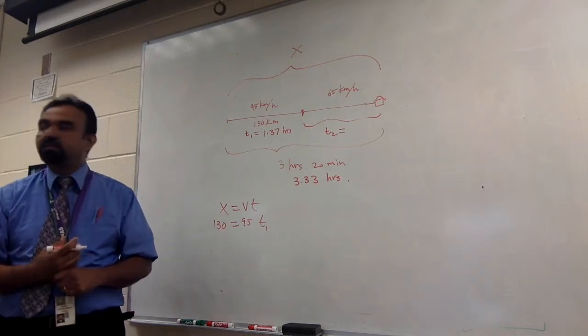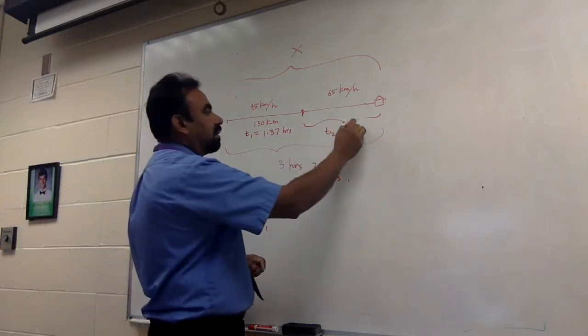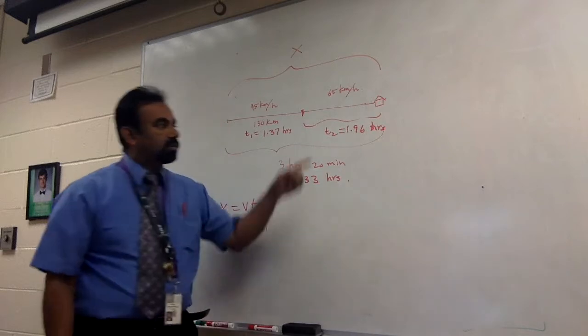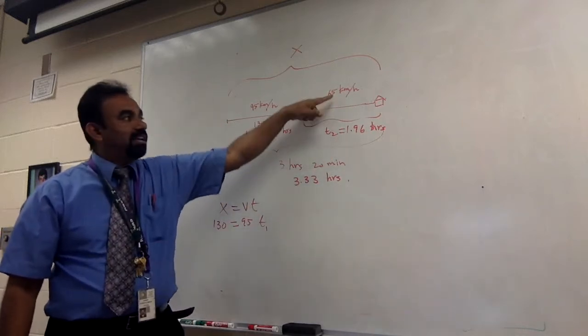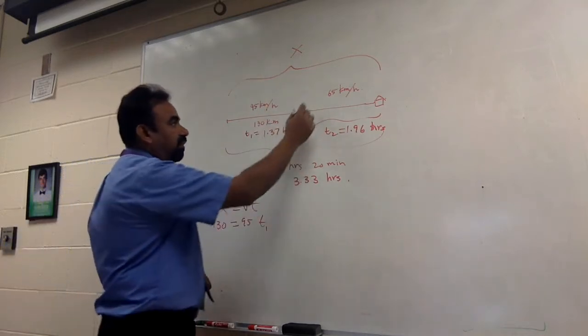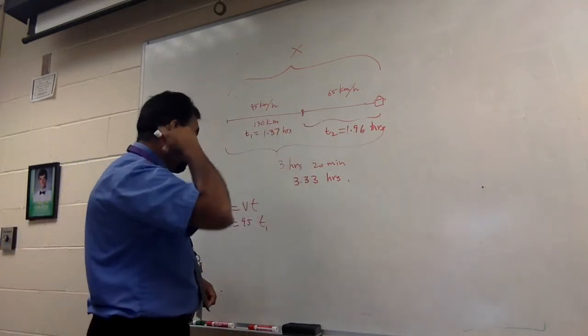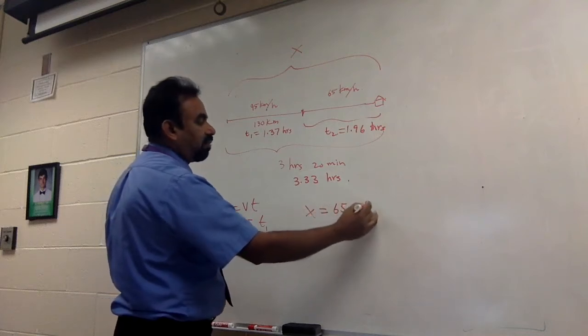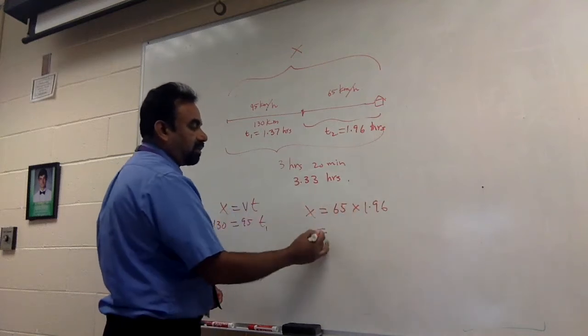Subtract. 1.9 hours. So now you got the second time and you have the speed. Can you find how far it is? So find out how far it is. So we need x, we have 65, and we have 1.96 as our time. How far?